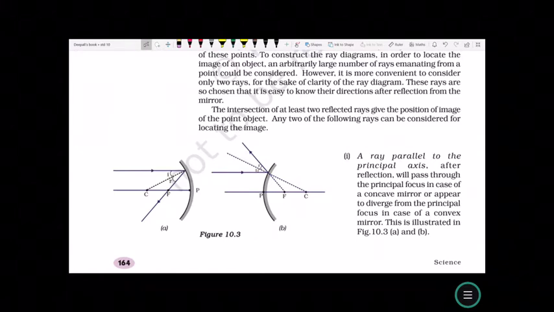Now it's very clear from the figure that when we talk about diagram A, that is of a concave mirror, and diagram B, a convex mirror, if the incident ray is parallel, after reflection it has to pass through the focus because it follows the law of reflection. The dotted line shows the normal, and I and R are the angle of incidence and angle of reflection.